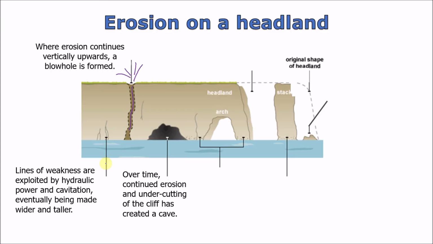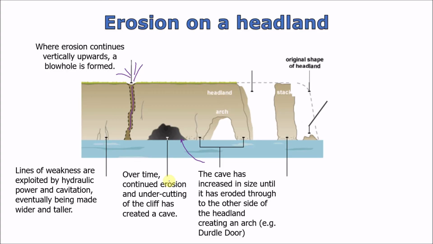We have to remember that wave refraction as well, causing the wave energy to concentrate itself on the side of the headland, isn't it? Eventually what will happen is those caves might meet, or certainly the cave is going to become larger and larger until it breaks through to the other side of the headland. When that happens, we're left with an arch, and obviously Dyrhólaey is a really classic example of where two caves have broken through the headland, creating that classic arch shape.